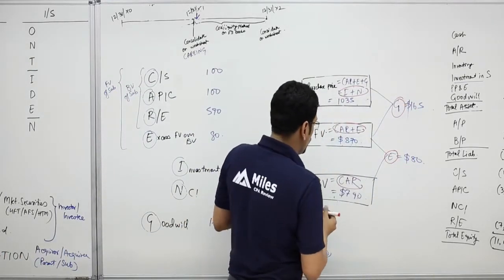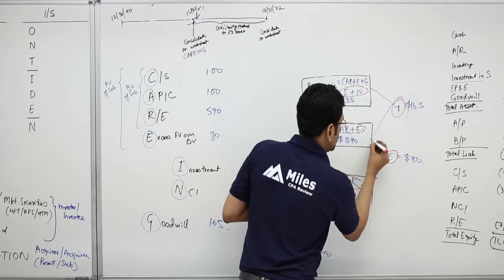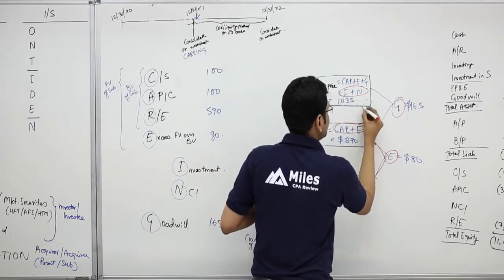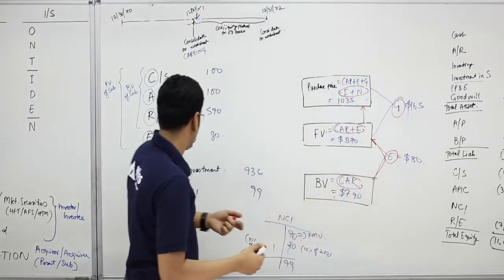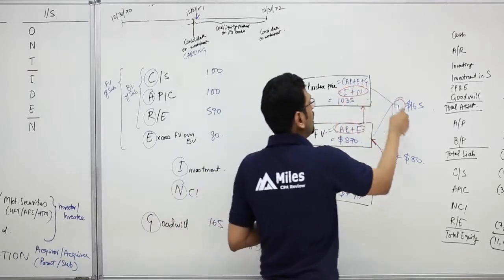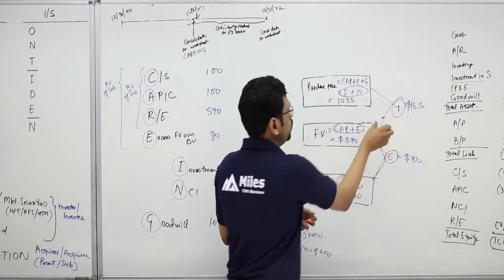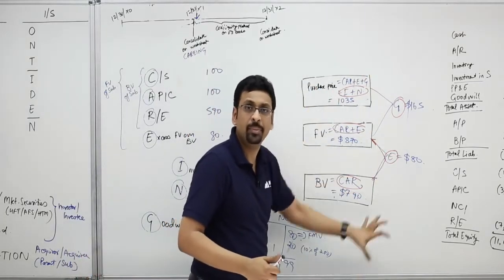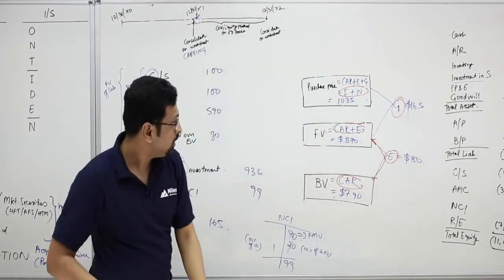So the direction you move is from book value, you go to fair value. From fair value, you go to purchase price, or rather the sum of investment and non-controlling interest. And from there you calculate the residual, which is goodwill. You can go in any direction, just make sure the numbers tie in well.